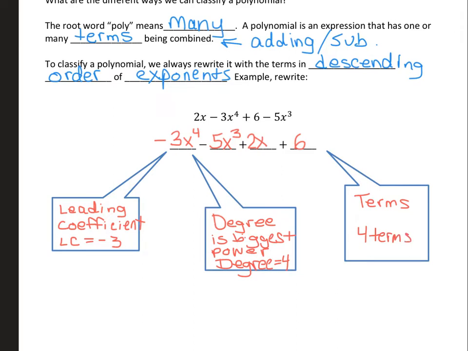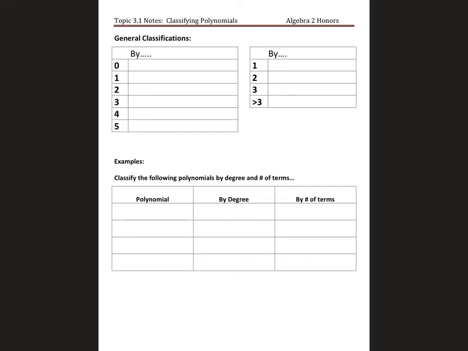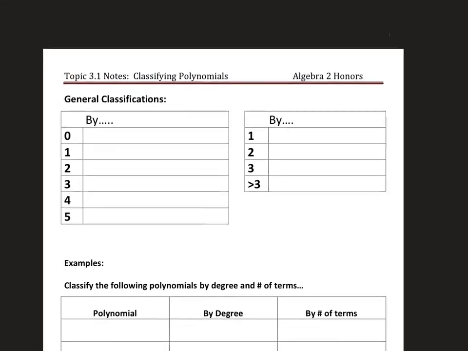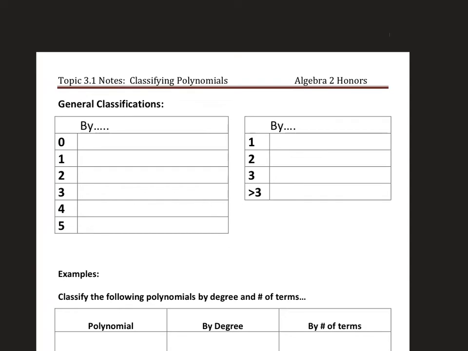Okay, so let's see how we can classify this. We're going to start out by looking at two ways of classification. One way is to classify by the degree, and the other way is to classify by the number of terms. These tables are going to help you understand some key vocabulary.